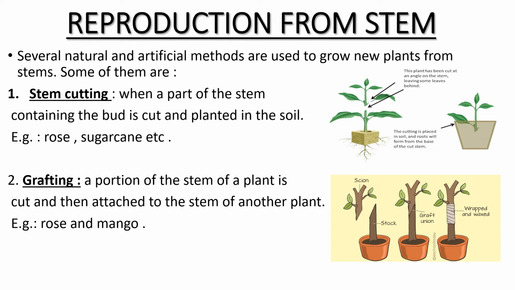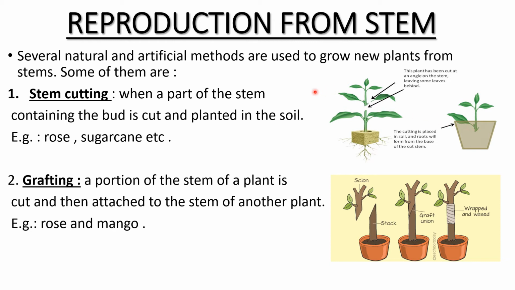Several natural and artificial methods are there to grow new plants from stem, and the first is stem cutting. Here you can see in the diagram that the stem is being cut from the upper portion. Why has it been taken from the upper portion? Because there is a bud. This is a growing bud and it helps the plant which you saw in the next pot to develop into a new healthy plant.